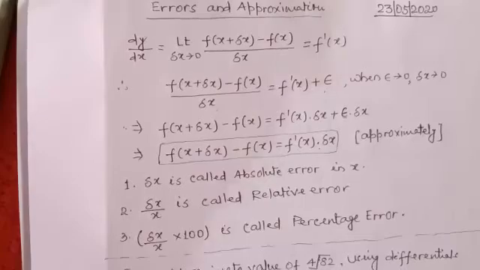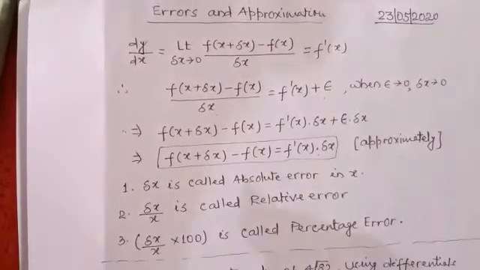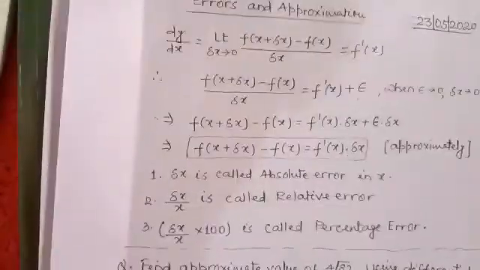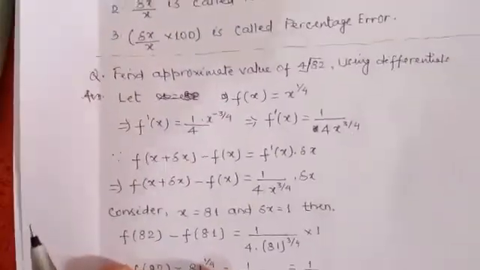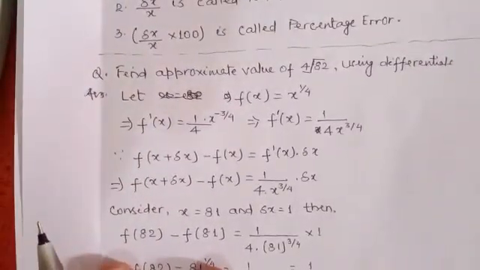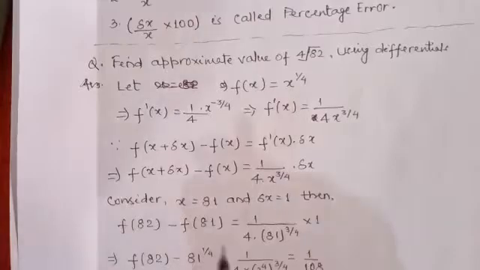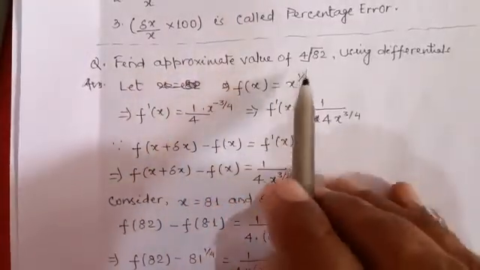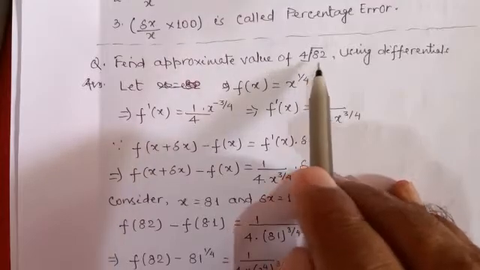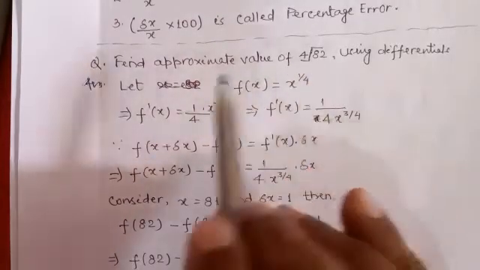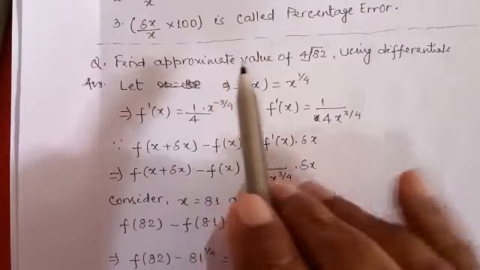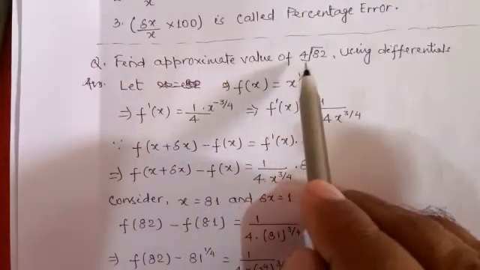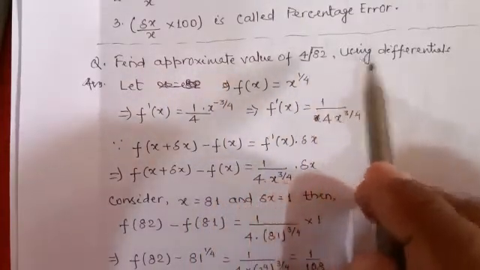So see the first type of problem, that is from approximation. Using differentials, find the approximate value of the fourth root of 82. Find the approximate value of the fourth root of 82 by using differentials.